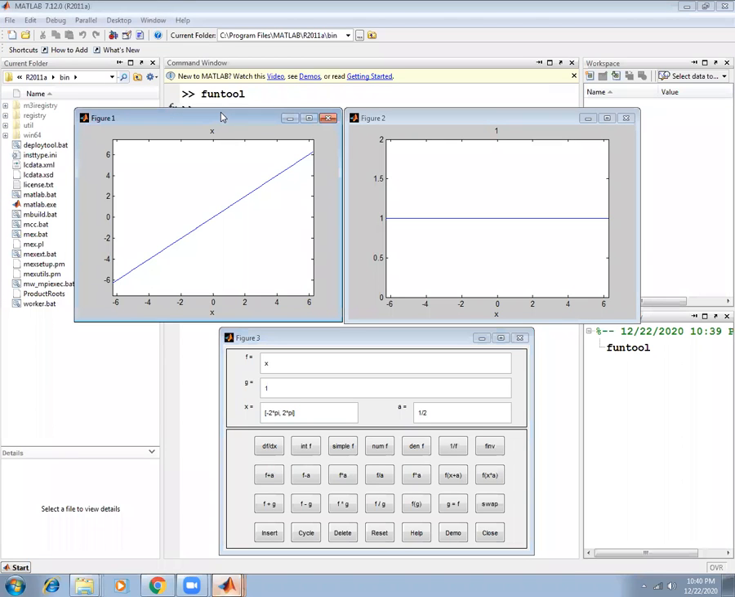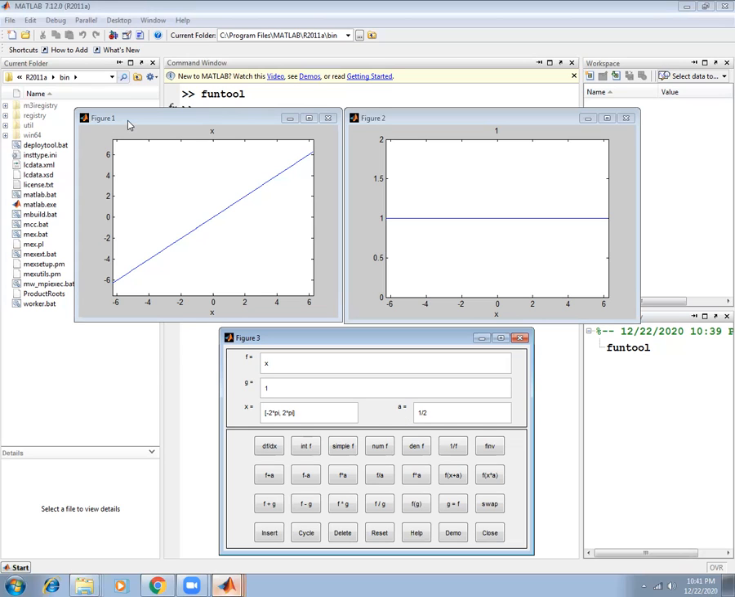Funtool, an interactive graphing calculator in MATLAB that manipulates functions of a single variable. By typing Funtool in the MATLAB command window, three figures will appear: figure 1, figure 2, and figure 3. Figure 1 will display the curve of the function f of x, and figure 2 will display the curve of the function g of x. Figure 3 displays four editable text areas for the function f of x, g of x, domain x, and the parameter 1 by 2.